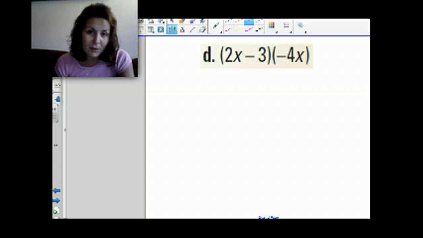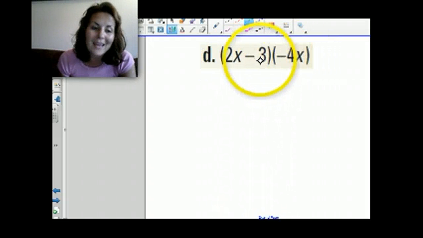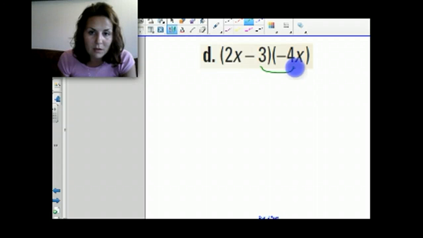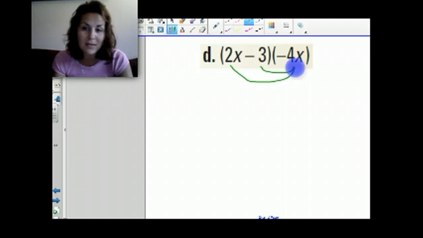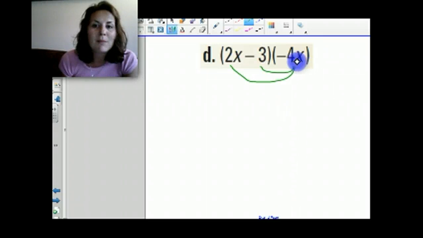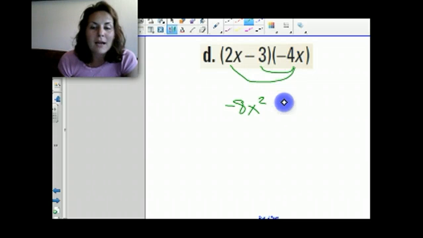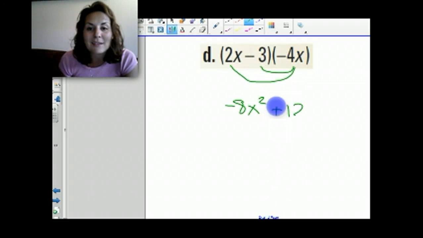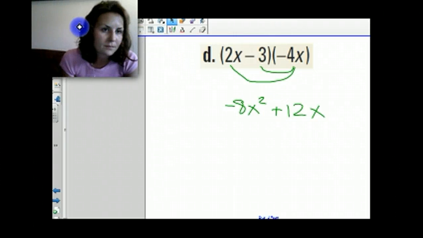Now this one looks pretty complicated. 2x minus 3 times negative 4x. 2x and negative 3 I can't subtract. So I'm going to distribute it to the other term. It happens to be on the right side of those parentheses, but that doesn't change anything. We know that because of the associative property. So I end up with negative 4x times 2x, which gives me negative 8x squared, because it was x times x. And negative 4x times negative 3 is positive 12x. This one's already in standard form, so we're done.